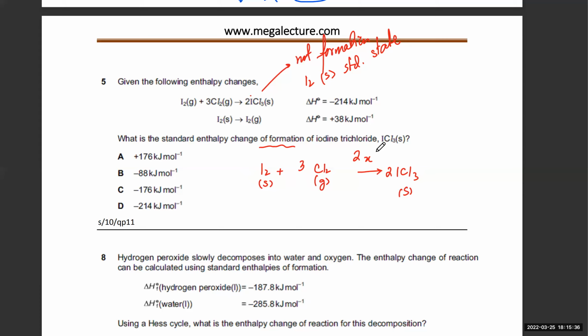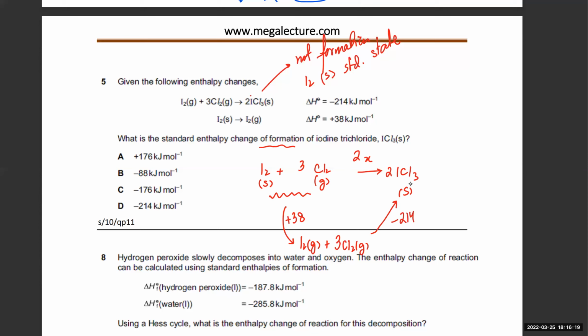So what is given is that they're turning I2 solid into I2 gas. That's plus 38. We're going to turn I2 solid into I2 gas. Is that clear? And then you have the first one, I2 gas reacting with 3Cl2 gas to form 2 ICl3 solid. That is going to be minus 214.